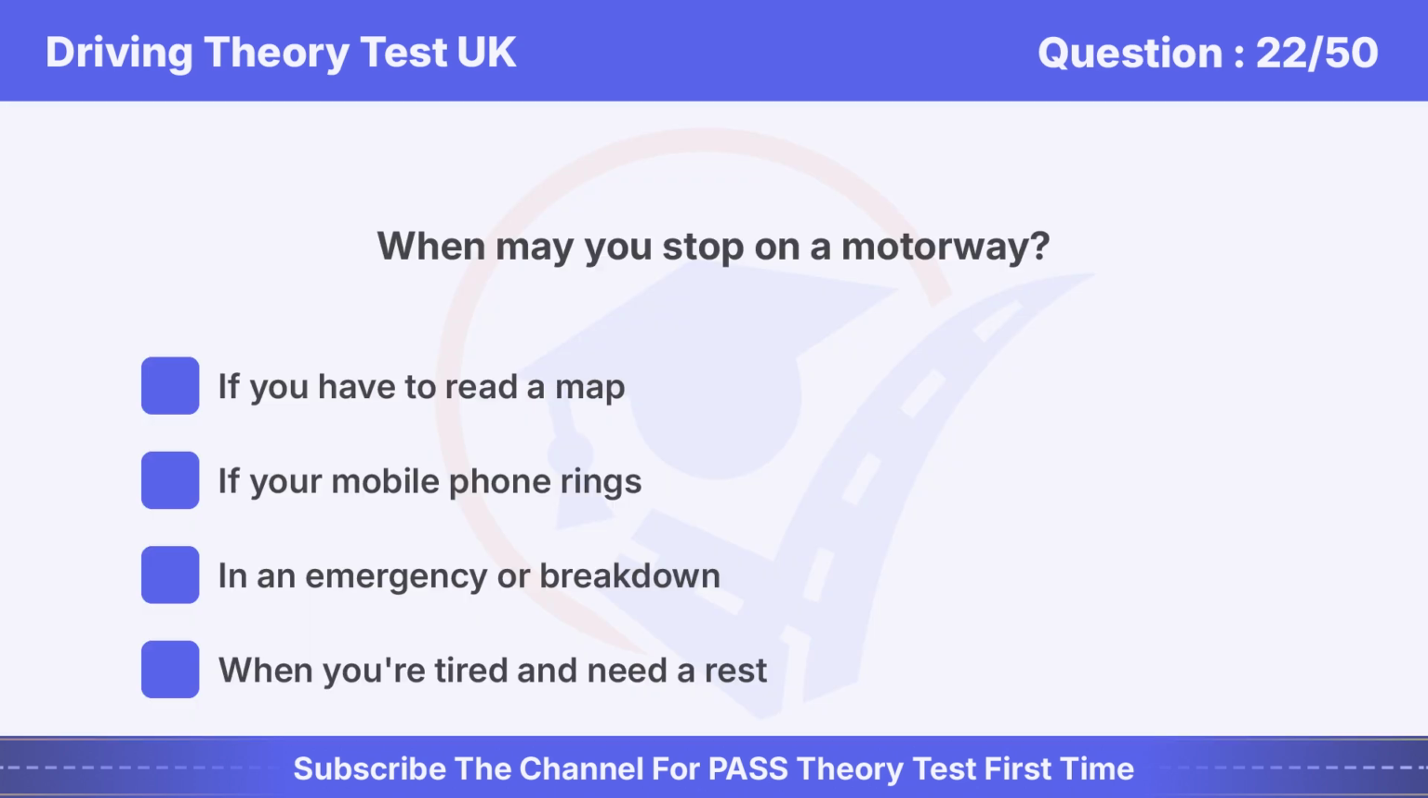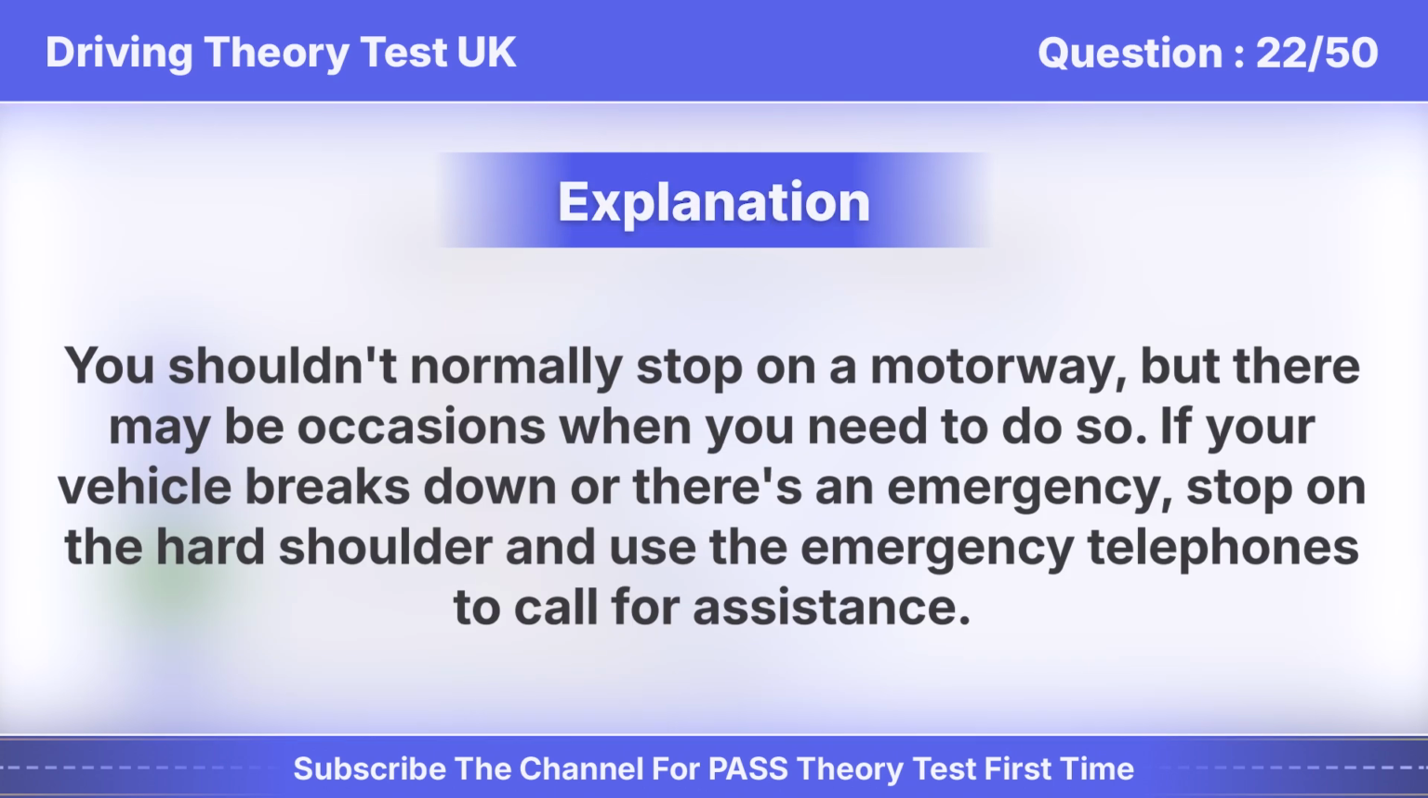Question 22. When may you stop on a motorway? Answer is C. In an emergency or breakdown. You shouldn't normally stop on a motorway, but there may be occasions when you need to do so. If your vehicle breaks down or there's an emergency, stop on the hard shoulder, and use the emergency telephones to call for assistance.